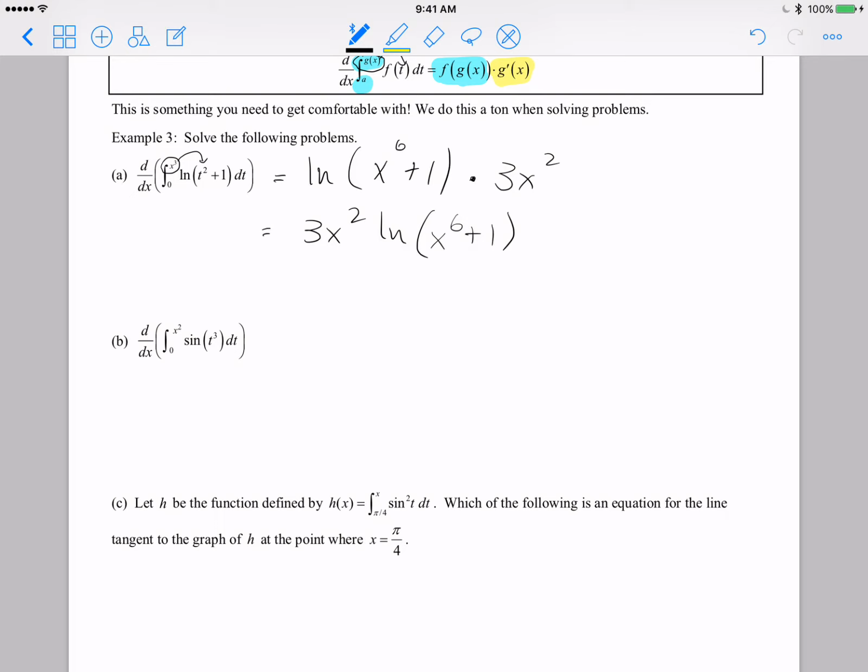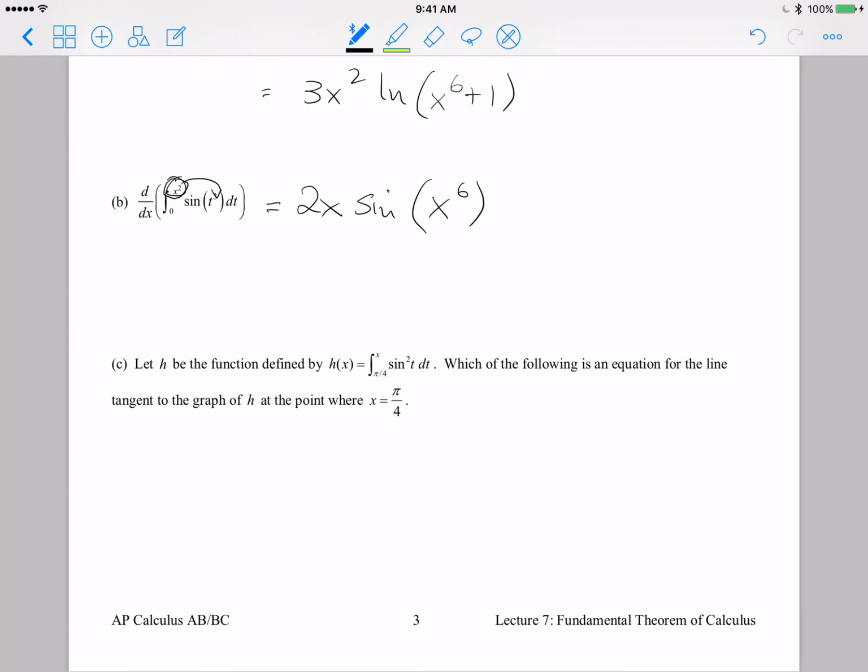Okay, problem B, we want to take the derivative of the integral from 0 to x squared of sine of t cubed. So this is going to say sine of, I'm going to take the x squared and plug it into the t. Since it says t cubed, I'm going to cube x squared, which again gives me x to the 6th, and then multiplied by the derivative of x squared, which is going to give me 2x. So it's not real hard. You just need to practice it a little bit so that you get comfortable with what exactly you're supposed to do.